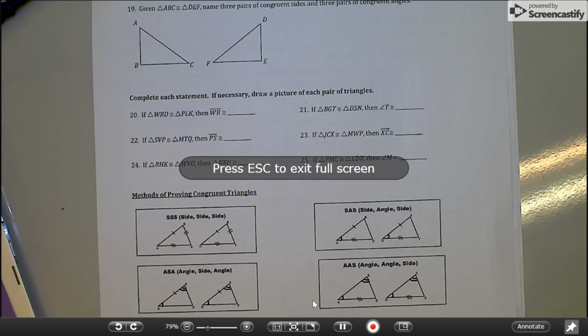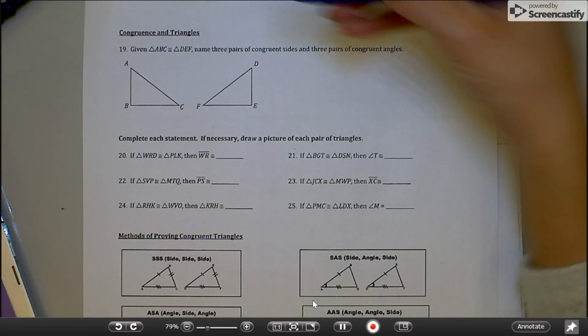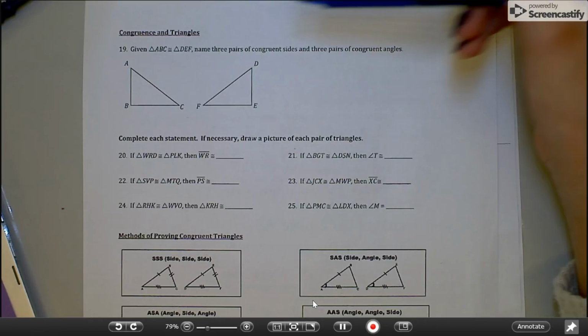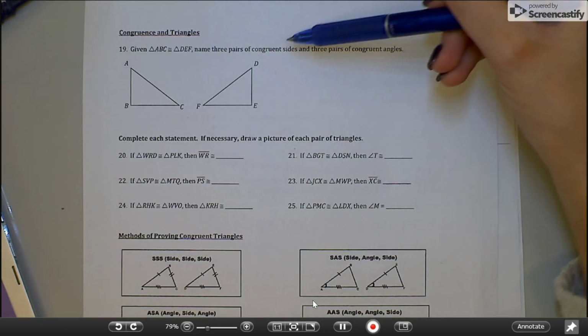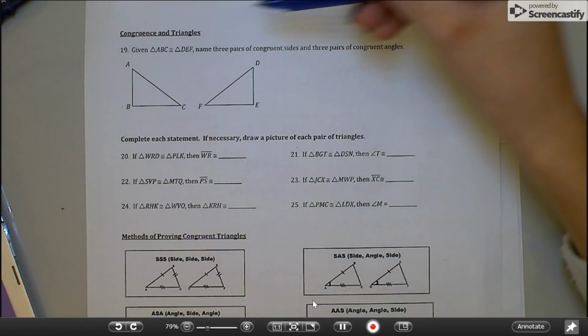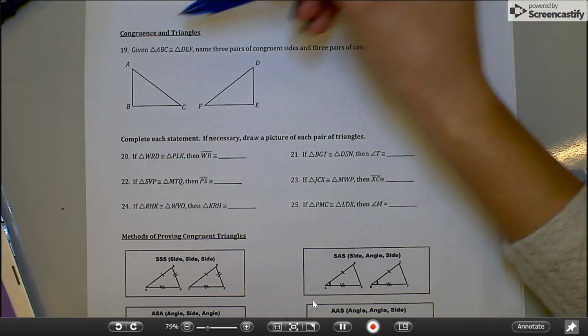So now we're going to continue the review on to the next page, page 2. In the first part, they're telling us that these two triangles are congruent, and it wants us to name 3 pairs of congruent sides and 3 pairs of congruent angles. So since we know that these 2 triangles are congruent, we can label the pieces that are also congruent.